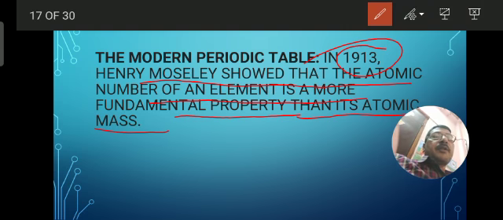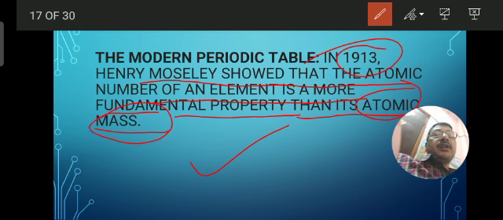The property which was selected by Dobereiner in his triads, by Newlands in his octave law, and by Mendeleev in his periodic classification, all were based on the atomic mass. Now in the modern periodic table in 1913, Henry Moseley decided it was better to have the most fundamental property, that is the atomic number, in place of the atomic mass, because many anomalies and many drawbacks were found in all the periodic classifications given by different scientists.